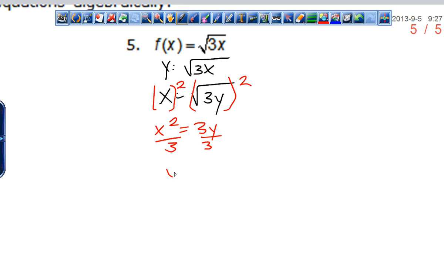So my answer is going to be y equals, I'm going to go ahead and use the fraction out front instead of doing x squared over 3. So y equals 1/3 x squared. Going to use the function notation, that's cool.